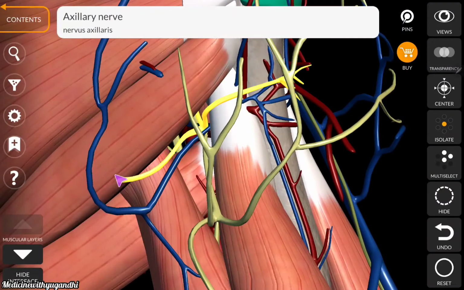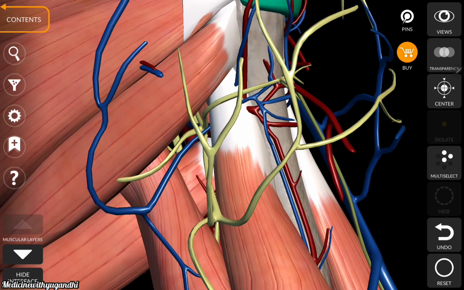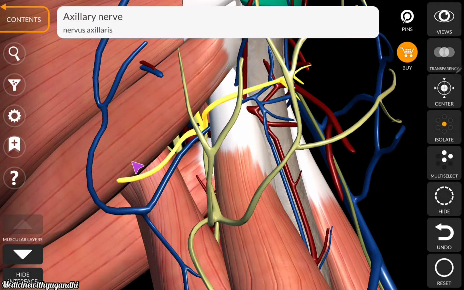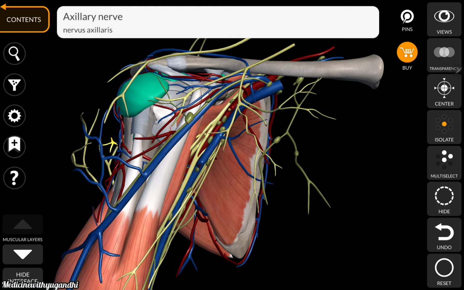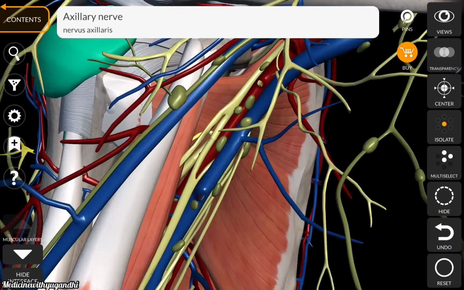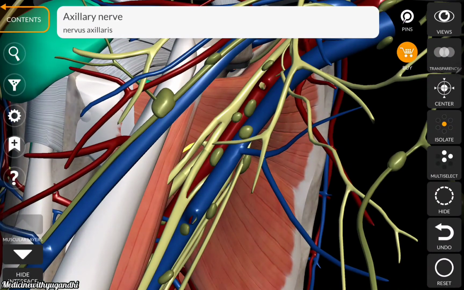We all know that one branch terminates on the teres minor muscle as a pseudoganglion. So this nerve ends as a pseudoganglion on the teres minor muscle. Then coming to the relations of the axillary nerve. Here you could see the axillary nerve. This is the axillary nerve.